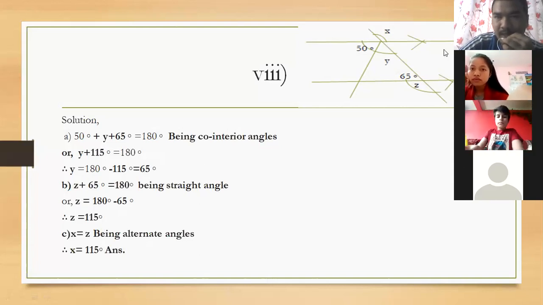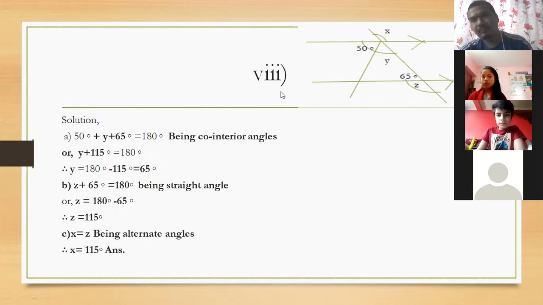Okay. When you get y, then we can find out now. Look here, 65 plus z is linear pair, and we get the value of z. z equals 180 minus 65, means 115. Then x and z are alternate exterior angles. Okay, children? x and z are alternate exterior angles. Like this, we find the value of x, y, and z from this number VIII. Okay, 8 numbers. Are you clear, children, about this question?